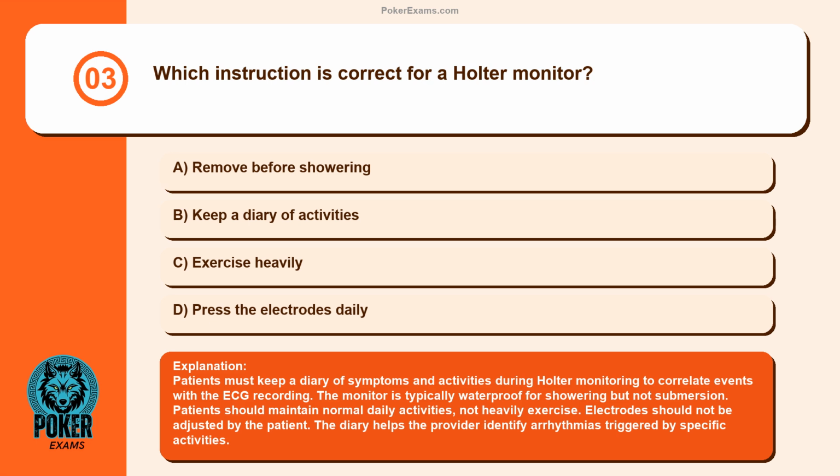Patients must keep a diary of symptoms and activities during Holter monitoring to correlate events with the ECG recording. The monitor is typically waterproof for showering but not submersion. Patients should maintain normal daily activities, not heavily exercise. Electrodes should not be adjusted by the patient. The diary helps the provider identify arrhythmias triggered by specific activities.